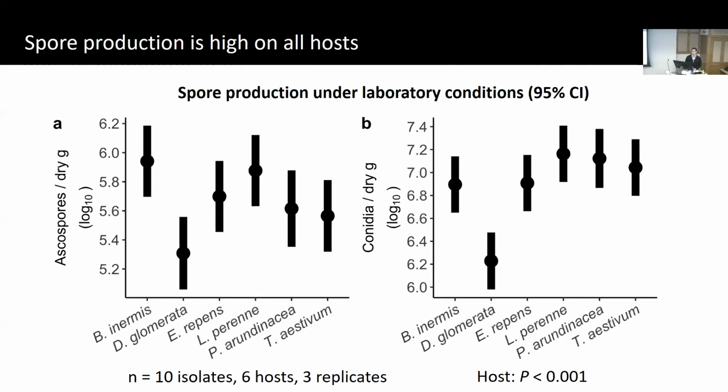The second experiment was a spore production assay conducted under controlled conditions. These are 95% confidence interval plots of spore production on different host stems. The y-axis is log transformed, and spore production was adjusted to dry grams of host tissue before comparison. We also averaged the spore production of 10 diverse isolates on each host. So one grass was less suitable as a substrate for spore production than the others, but all of them supported the production of huge numbers of both ascospores, shown on the plot on the left, and conidia, the plot on the right. And again, you can see wheat is comparable to most of these grasses.